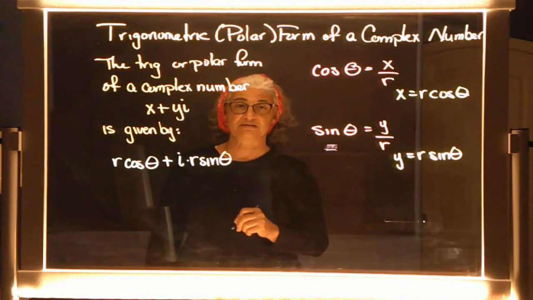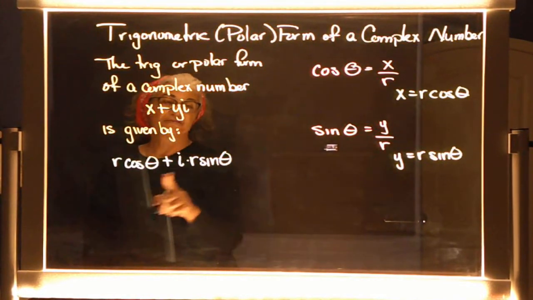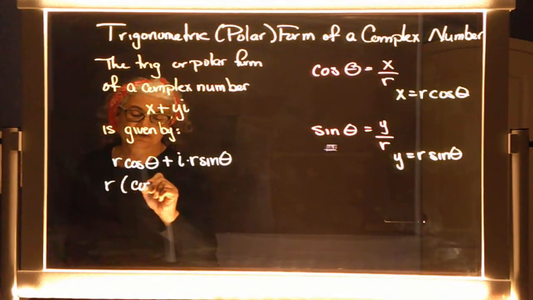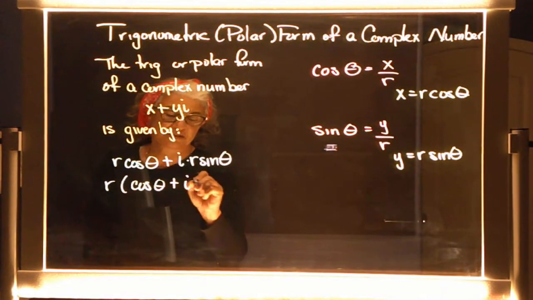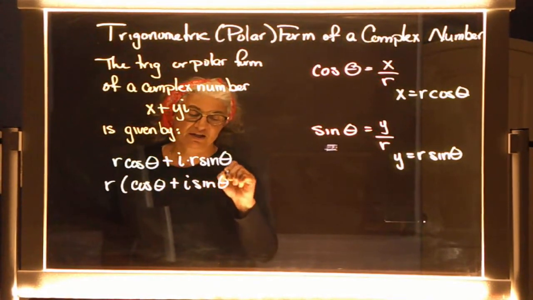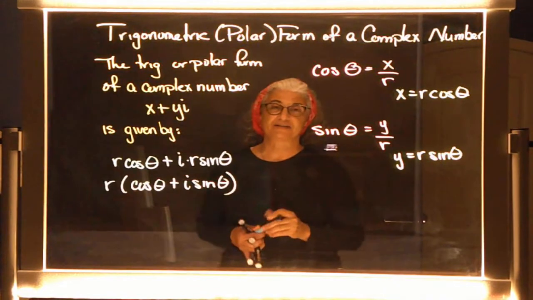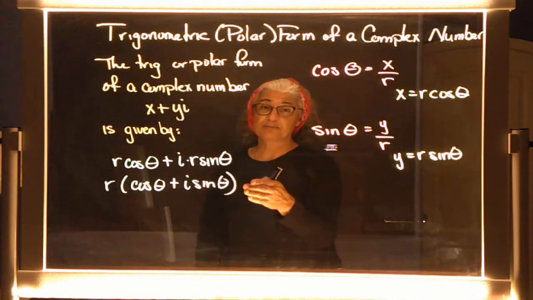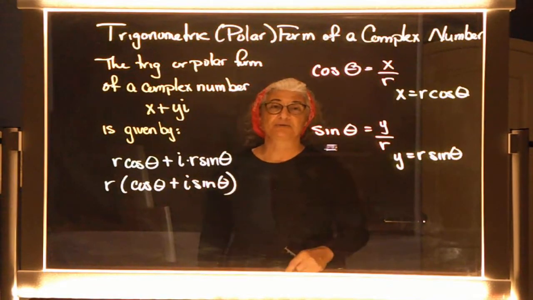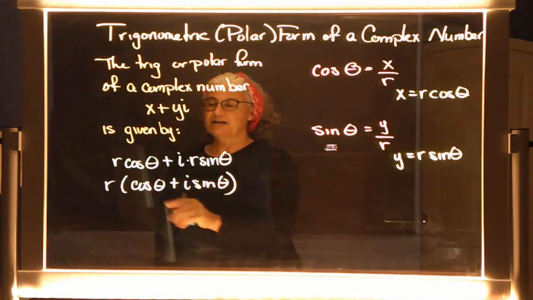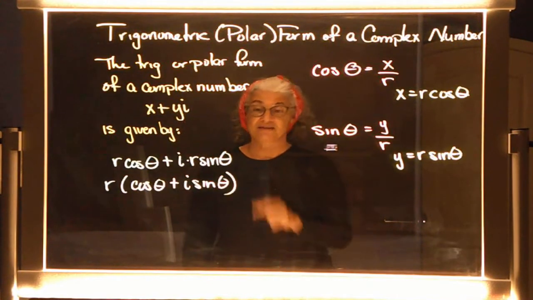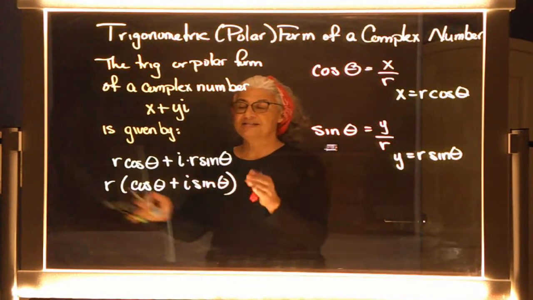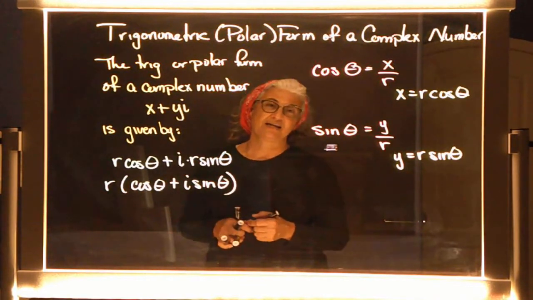Does that make sense? Notice they both have an r in common, so I'm going to factor it out. And when I factor it out, in the parentheses, I get cosine of theta plus i sine of theta, times the r on the outside. This is the polar form of that complex number. Instead of having an x and a y, I've got r's and thetas. This is the polar form of it. Now, this is the expanded form, shall I say.